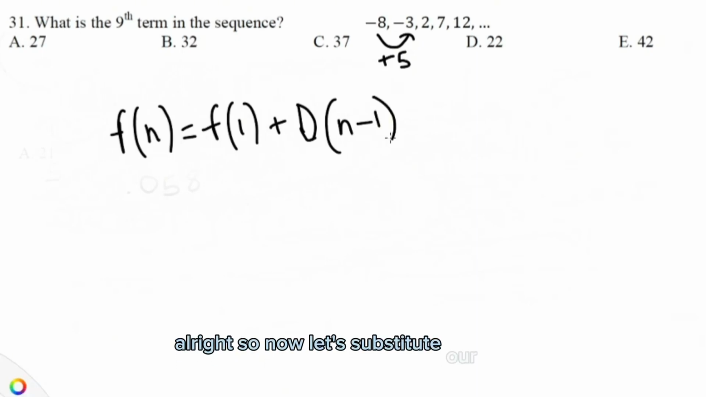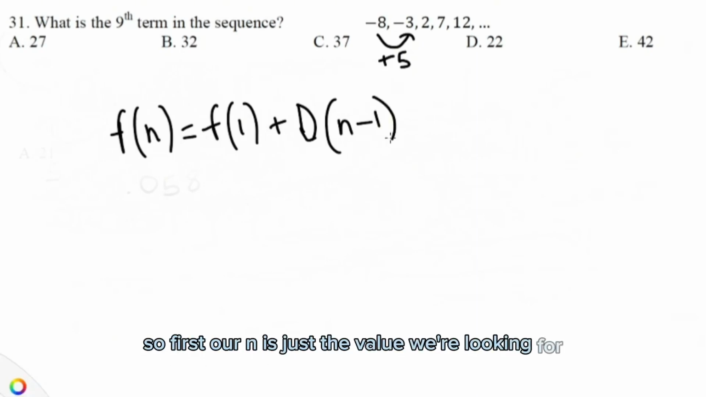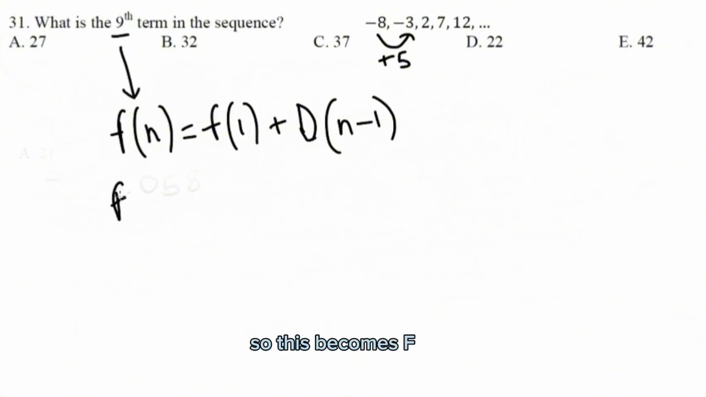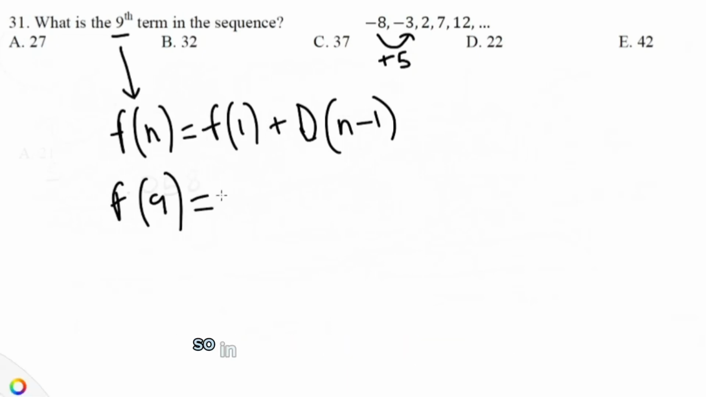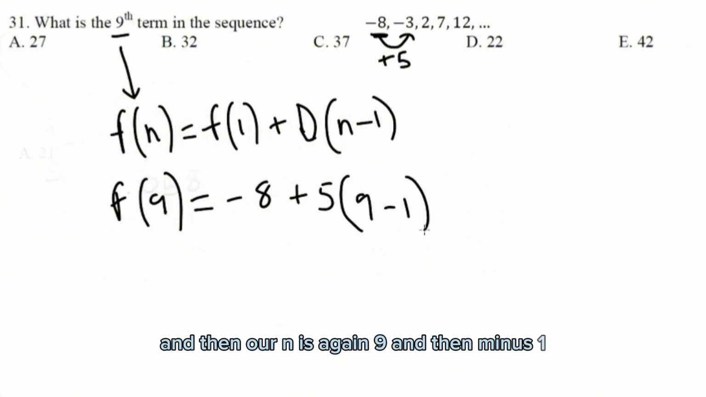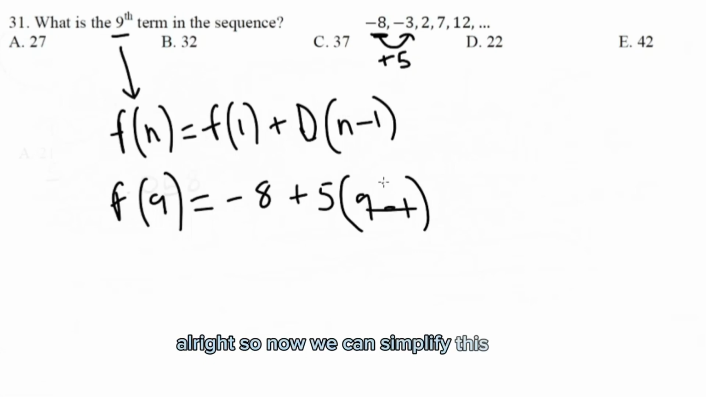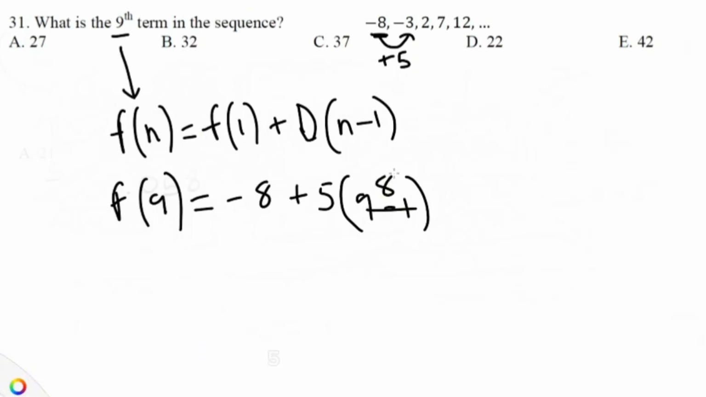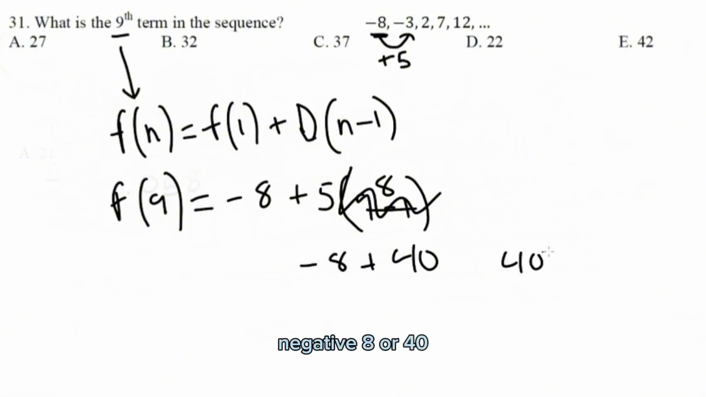Alright, so now let's substitute our values. First, our n is just the value we're looking for. So in this case it's 9. So this becomes f of 9. Next, f of 1 is just the first term in the sequence, so in this case that's -8. Next, the common difference, or d, that we already know is 5. And then our n is again 9, and then minus 1. So now we can simplify this to 8, and this becomes 5 times 8. 5 times 8 is 40, and 40 plus -8, or 40 minus 8, is equal to 32, and that's your answer.